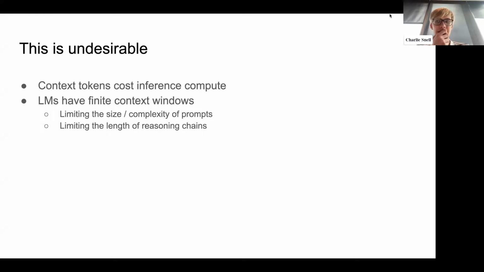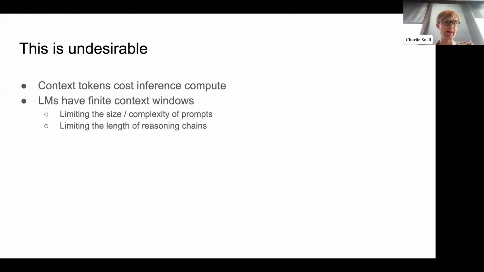There are a couple of reasons why this might be undesirable. One is that the context tokens themselves involve inference compute. If you have a long prompt, you're using more compute the longer that prompt becomes. Additionally, if you're generating a long reasoning chain, every additional step is sampling more tokens and thus using more compute, taking more time to get to the answer. So that's one cost here.